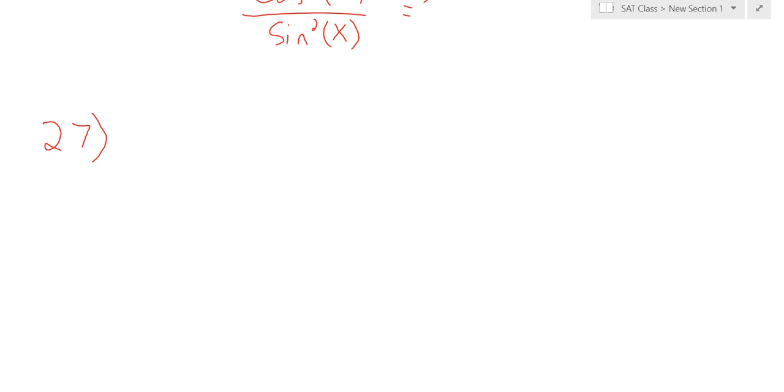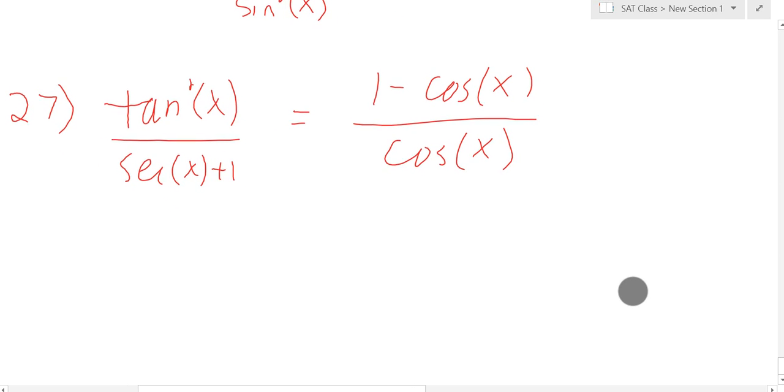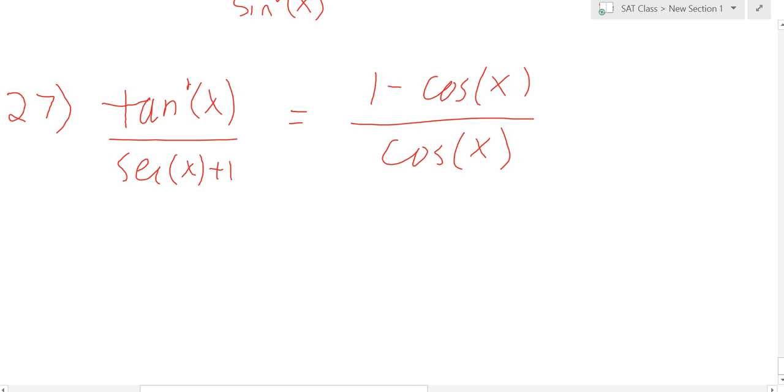What's that say, Micah? Tangent squared of x over secant x plus 1 is equal to 1 minus the cosine of x over cosine of x. Okay. So right away, either left side or right side, you see that we got this 1 minus or secant plus, right? That's a definite opportunity for a conjugate to come into play here.